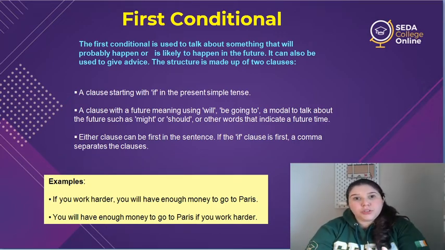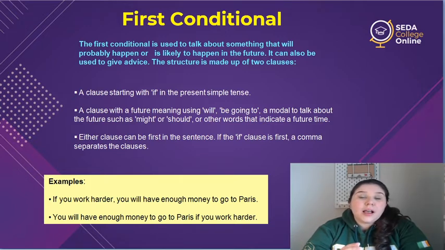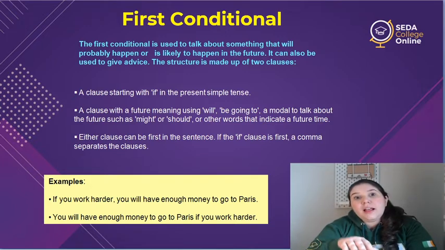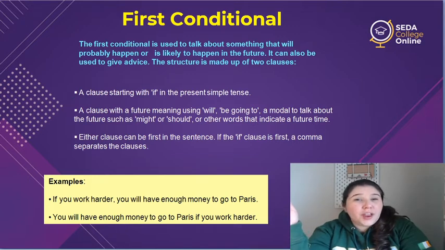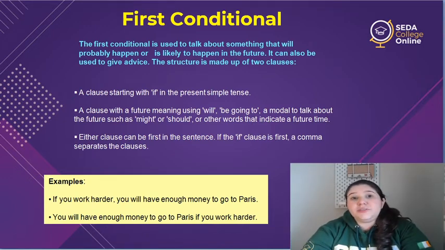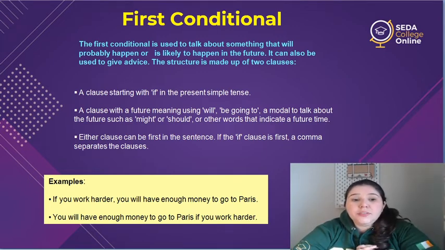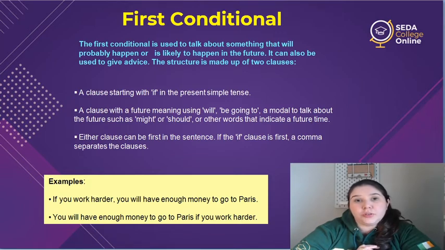So we have two uses here. One is to talk about consequence, in the sense of if you do something, there is a consequence that's very likely to happen. Yeah, you're sure or almost sure that it will happen in the future. Or to give advice. Let's see the examples here. If you work harder, you will have enough money to go to Paris. So here is an advice.